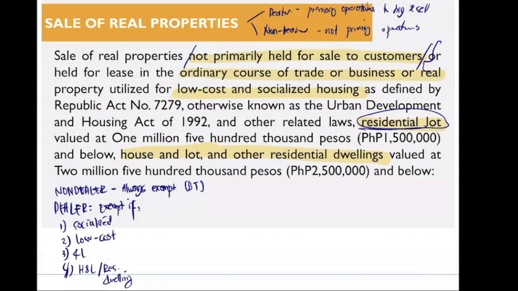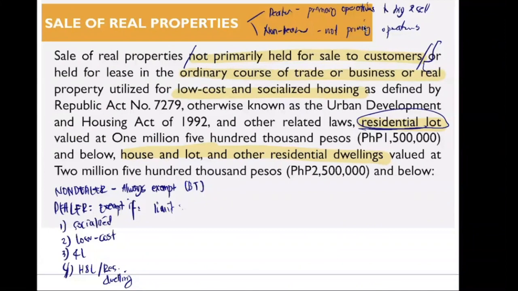When we say you are a dealer, it means that you are engaged in the buying and selling of real properties. So what are the real properties that are considered exempt? Socialized, low-cost, residential lot, house and lot, and residential dwelling. But take note, this exemption is due because real property is considered an essential good for housing. Not all of the sales of a dealer are considered exempt, only the four items, and they are subject to limits. What are the limits?